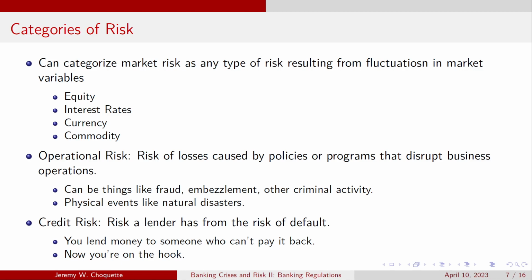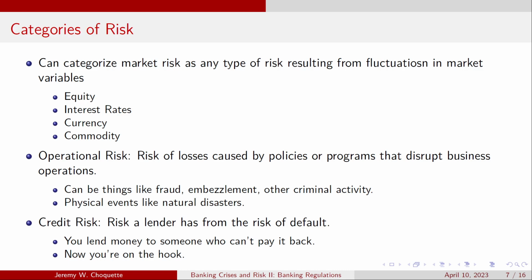And credit risk is what we talked about a lot in the last lecture, which is the risk that a lender faces from the risk of default. So you lend money to somebody who then can't pay it back. Well, if you do that, you're on the hook, right? If you lend $500,000 to somebody so they can buy a house, and then all of a sudden they can't pay it back, you're on the hook, which is also why you have to foreclose and take the house back and all that stuff, which we talked about a good bit last week.